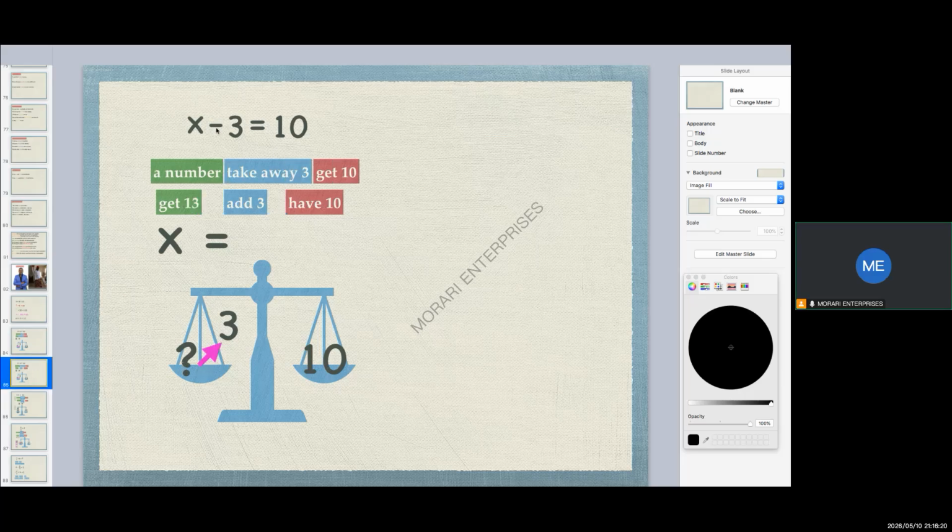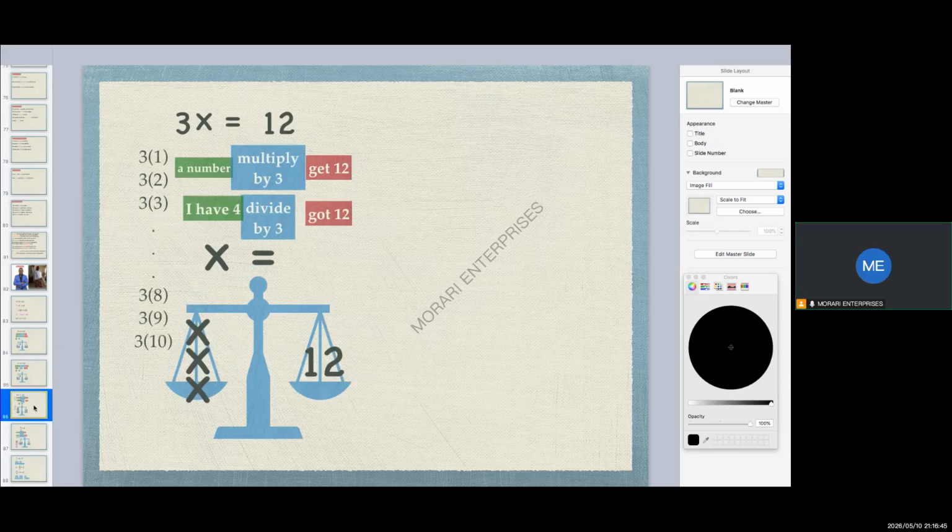I have a number, remove 3, get 10. So the opposite of remove 3 is add 3. So I get 10, add 3. So what's that number? 13. So again, what's this number? I remove 3 from this number to get 10 and balance. So what is this number that I should remove 3 from? It should be 13. 13, remove 3, you have 10 this way, 10 that way, then we're balanced. Equation, meaning that we equate both sides. Both sides have to balance out evenly, okay?